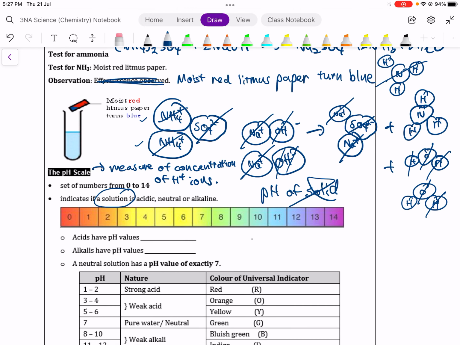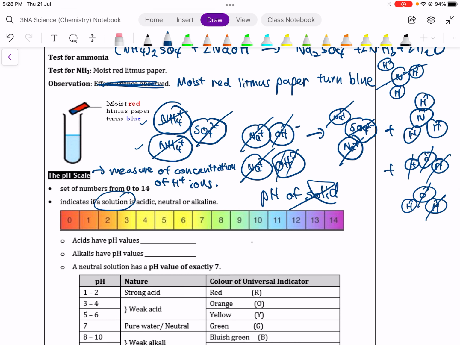Alright, so back to the pH scale. Basically pH is a measure of the concentration of H+ in the solution. Acids have a pH value less than 7. Alkaline has a pH value more than 7. So exactly 7 is considered neutral.